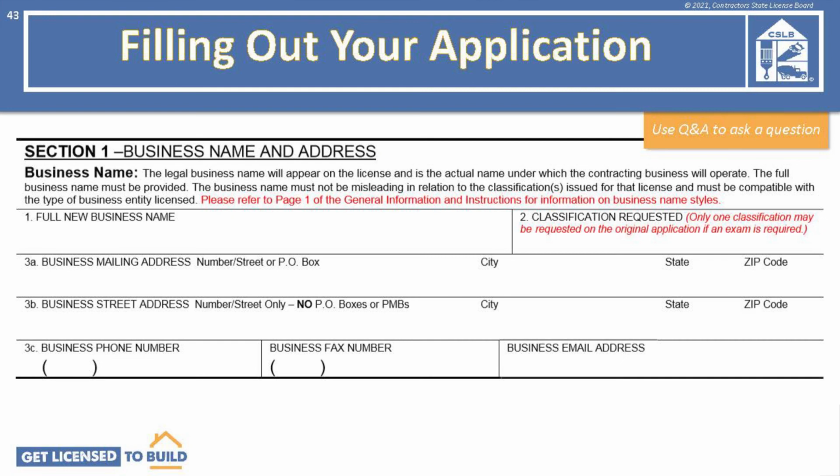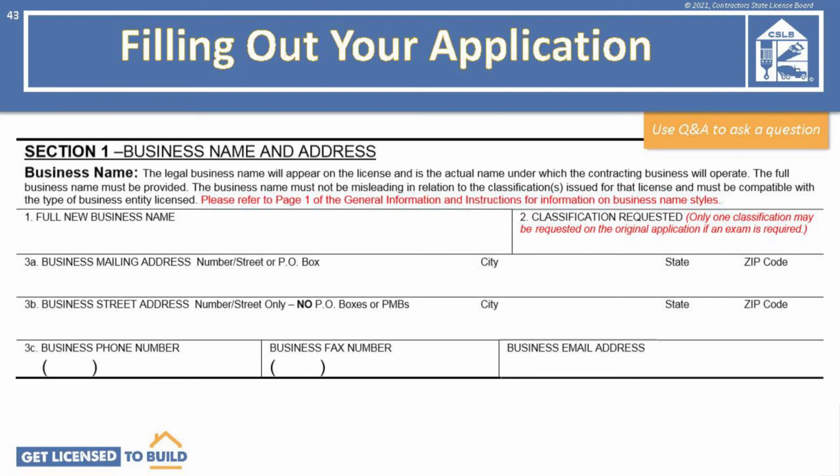Okay, so now that we've gone through the information that you'll need to include, here's a closer look at the application itself so that you can see where this information goes. This is section 1 here of our application, the business name and address. So here in section 1 is where you're going to list the business name.